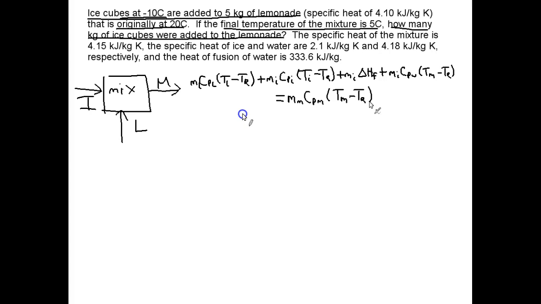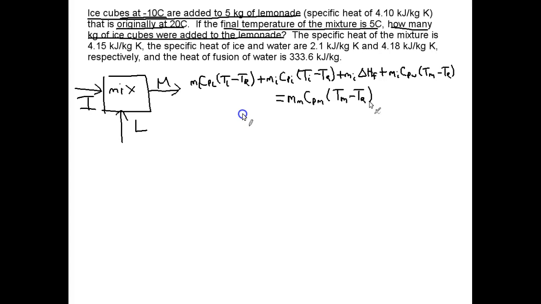Now let's take a look at the outside. We don't know the mass of the mixture. We don't know how much ice is added, so we can't figure out what the mixture is yet. We do know the CP though, and we do know the temperature of the final mixture. So because we know only one mass here, we are going to have to do a mass balance. We have two unknowns in this energy balance. So we need one more equation to be able to solve for that. And fortunately, it is a very, very simple equation.